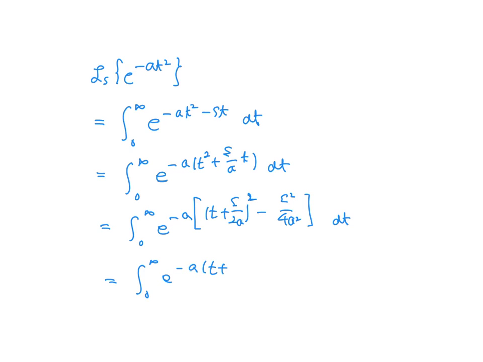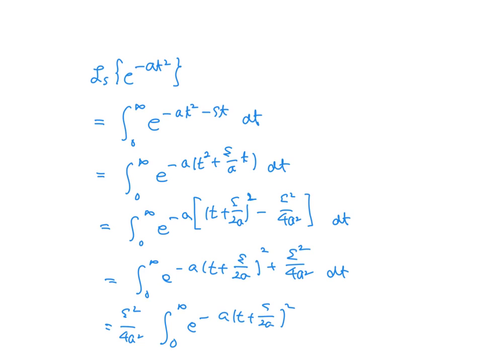T plus 2a over s squared plus 4a squared over s squared dt. But this s squared can be moved out. So this is 4a squared over s squared exponential minus t plus 2a over s squared dt.